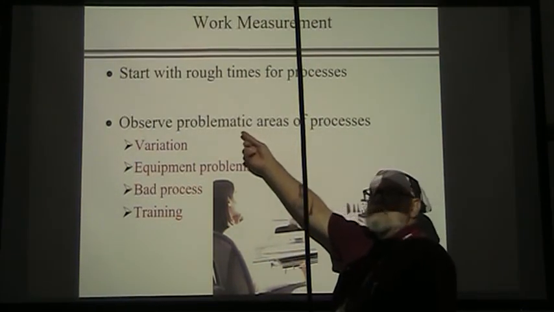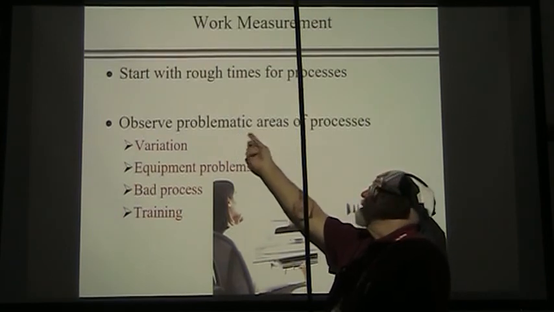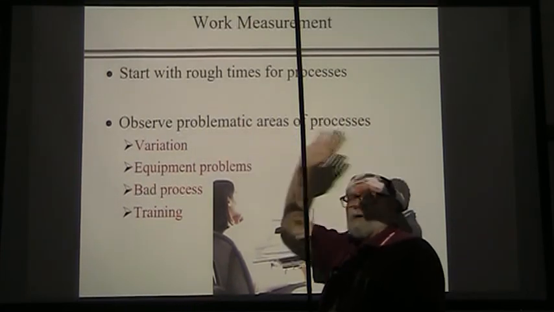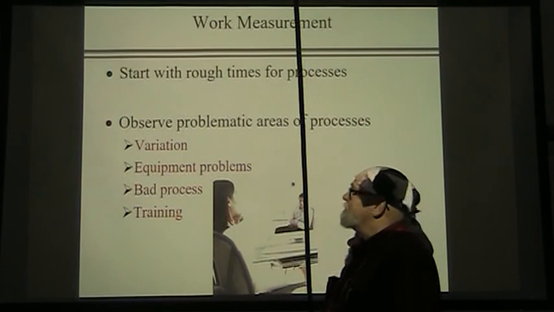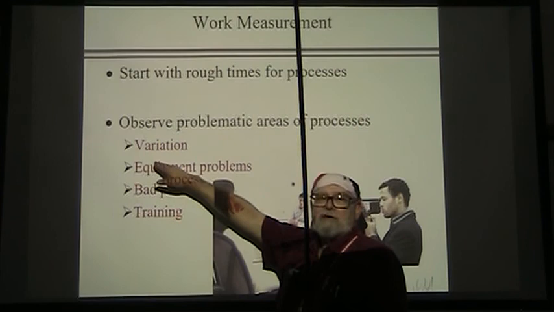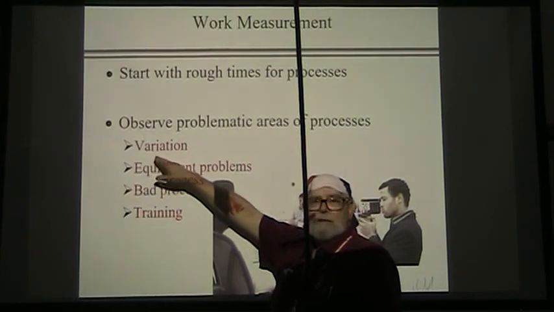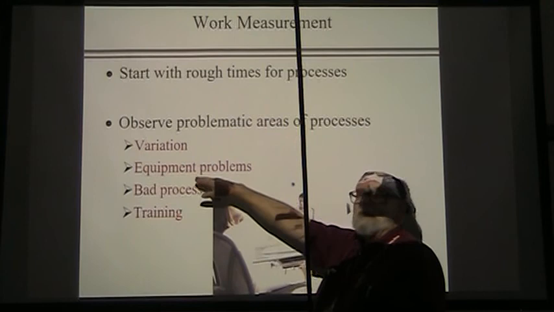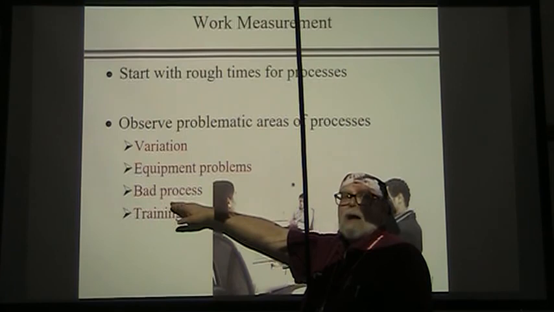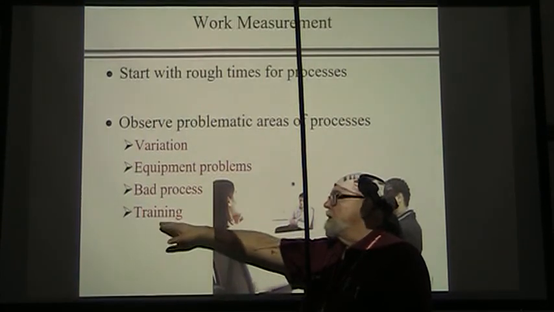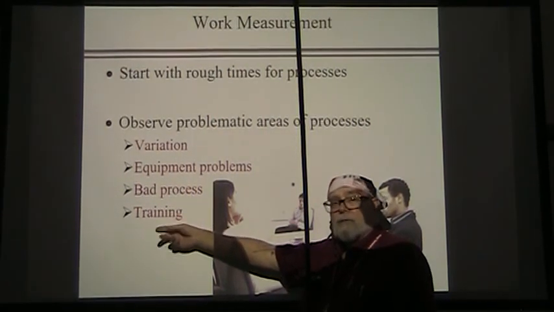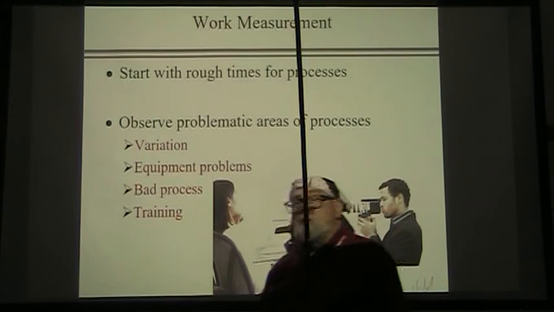All right, so we want to observe particularly problematic areas, right? The things that are going good, don't even bother with work measurement right now. We're looking for variation. Variation is the enemy of the industrial engineer and Lean people. What are the equipment problems that they're having? Have we got a really bad process? These films can theoretically in the future also be used for training.